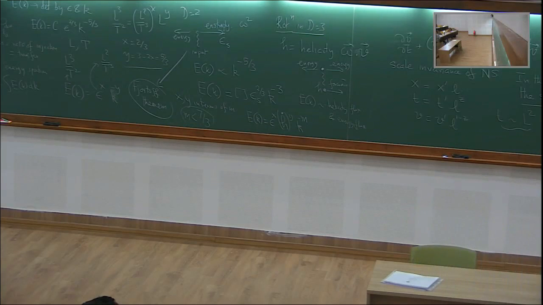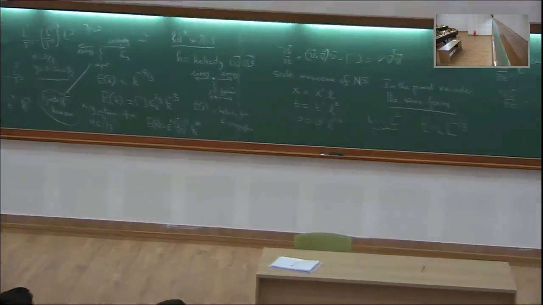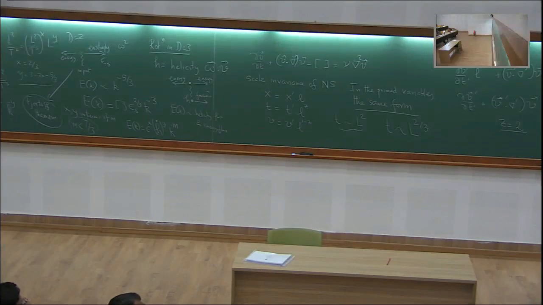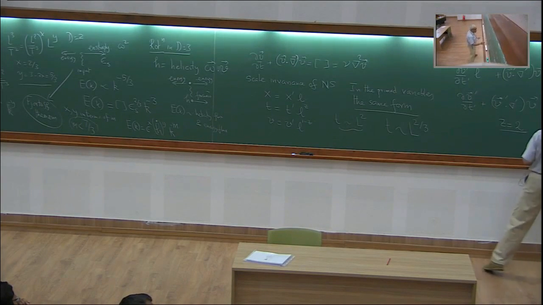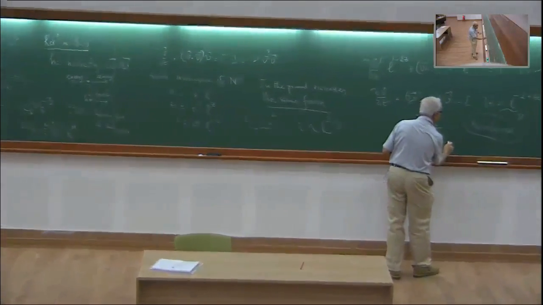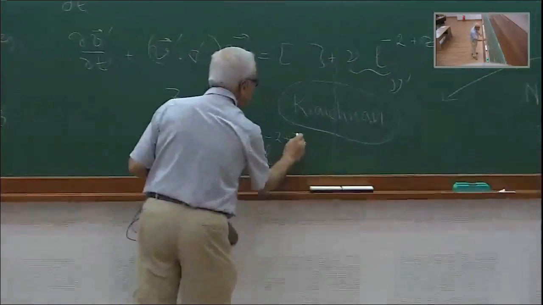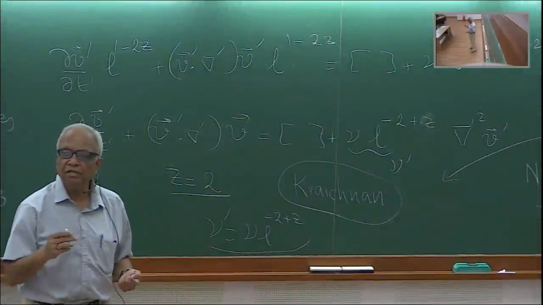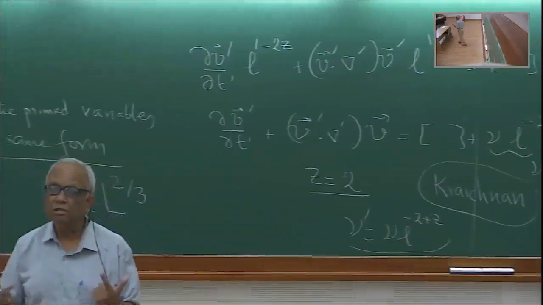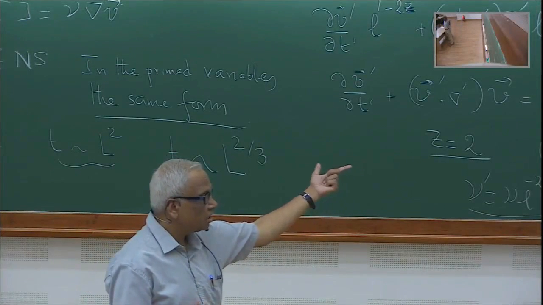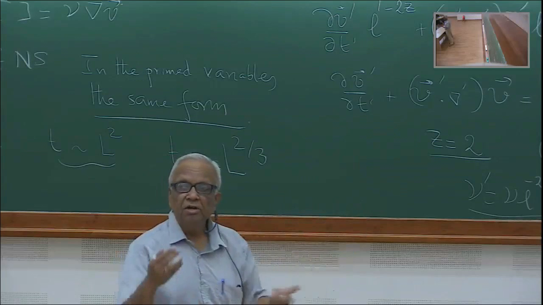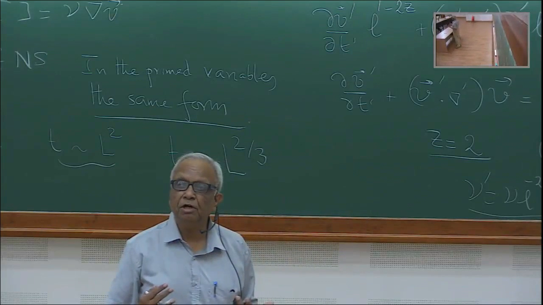We are just saying that epsilon is scale independent. That would have simply told me that there would be a nu prime such that nu prime is equal to nu L to the power minus 2 plus Z. That's what I could have written, but I could not have fixed the Z. So that's what I did. The only physical input is scale-independent epsilon.